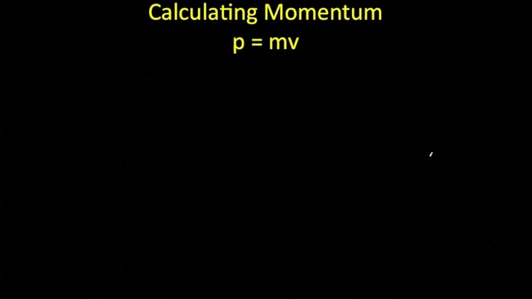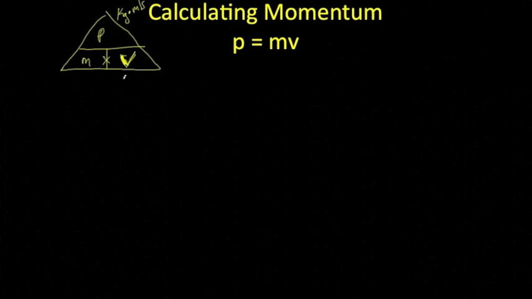Today we're going to discuss some ways to calculate momentum. When we calculate momentum, we need to know the formula. I always like to write down my formula triangle. Then I like to write in the units that we use for each value, okay? Because momentum we know is kilograms times meters per second, velocity is meters per second, and mass is kilograms. It is simply like any other mathematical formula.